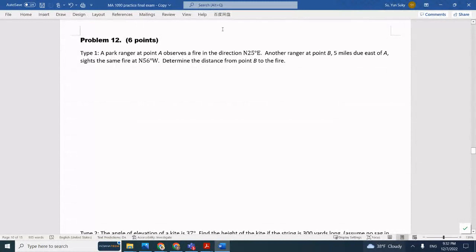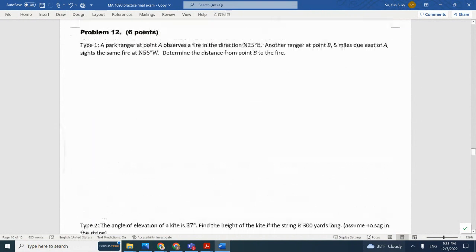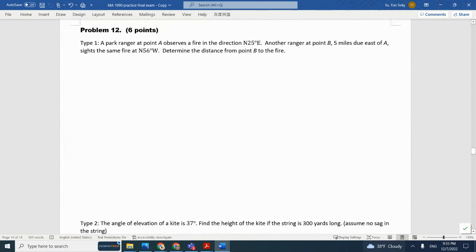Okay, so problem 12 is word problems. Here I give you some examples, but I don't guarantee the final exam will have identical word problems. So I just give you some examples so you can practice. Okay, look at the first one.